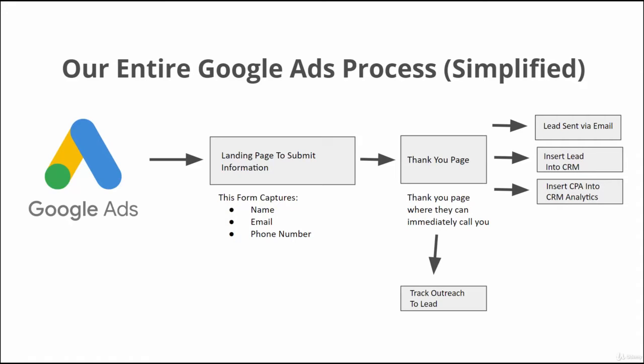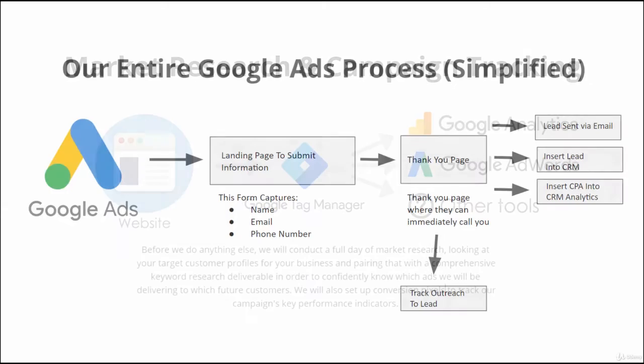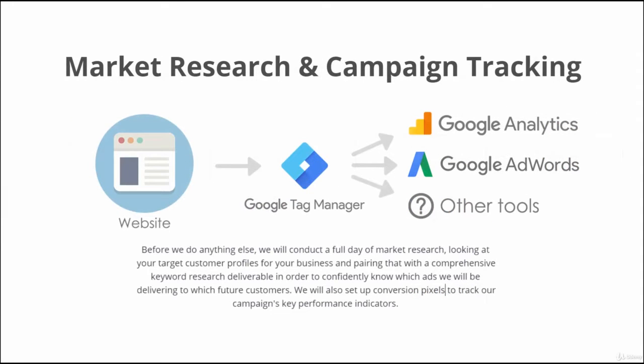So you want to give them a high level overview, right? And then you want to get into the market research and campaign tracking. So this is where you're going to do your market research for the client and let them know that, hey, what we do is we research your market. We make sure to find what type of prospects are going to make the most sense, right, as far as your audience. And then we set up the conversion pixels, which allow us to track all the different conversions. And then here you can see we have the website, and then it goes to the Google Tag Manager. And that essentially is what allows us to track all the information, right? So this is the market research and campaign tracking.